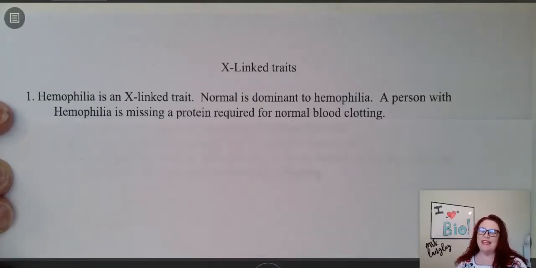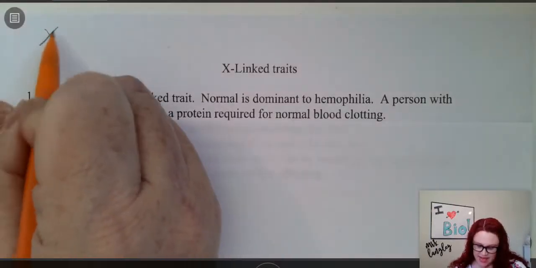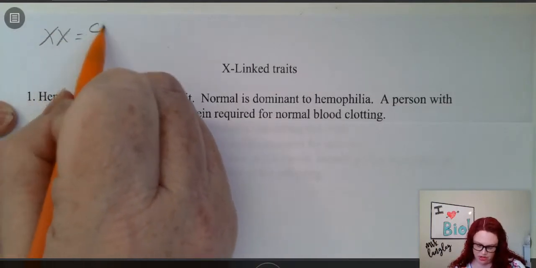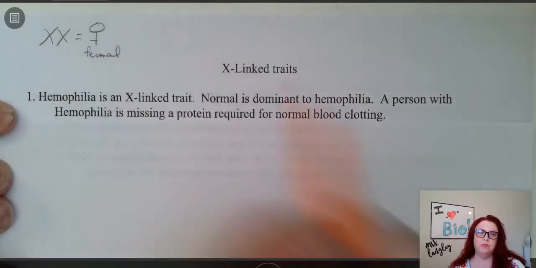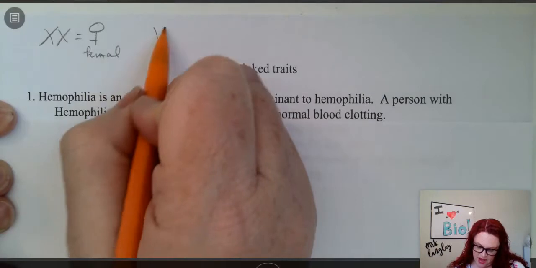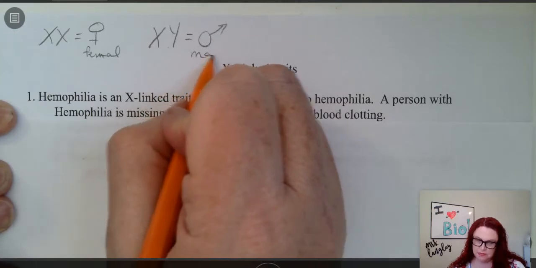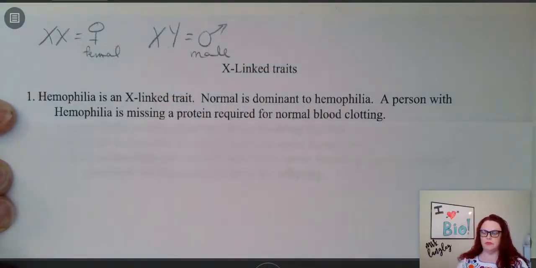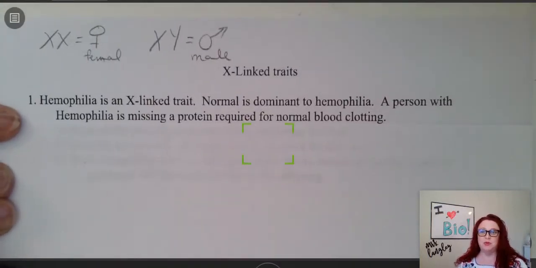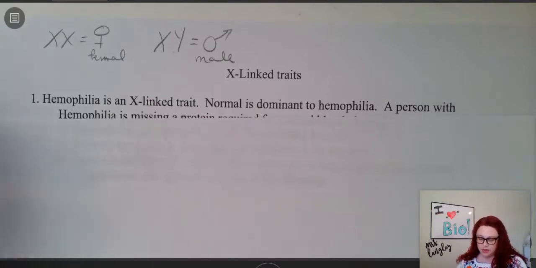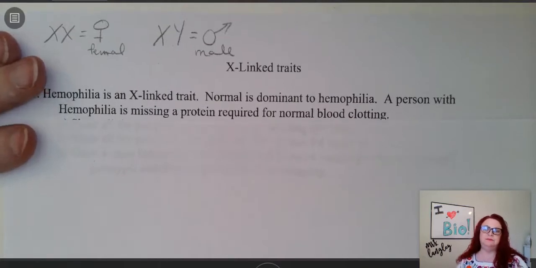Here's problem set number 8. We're still looking at X-linked traits. So again, just a quick reminder. XX means that we are talking about biological female. XY means we are talking about biological male. Now, these are on chromosomes, so we're talking about on the X chromosome. So we're looking at how these X chromosomes can be combined with other X's or with Y's to give us different phenotypes.